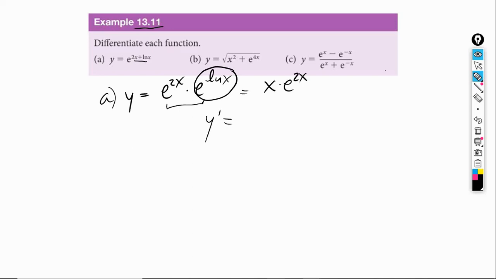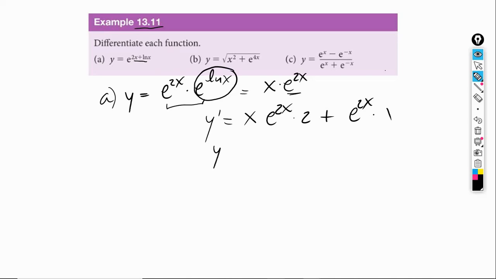So it would be x times the derivative of this, which is e to the power of 2x times 2, plus e to the power of 2x times the derivative of x, which is just 1.